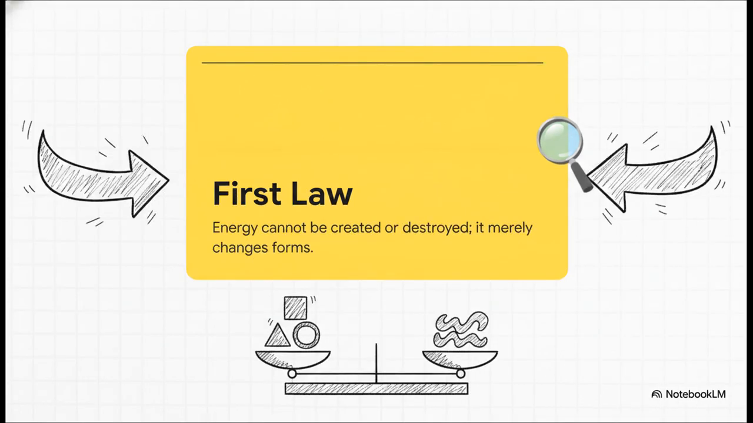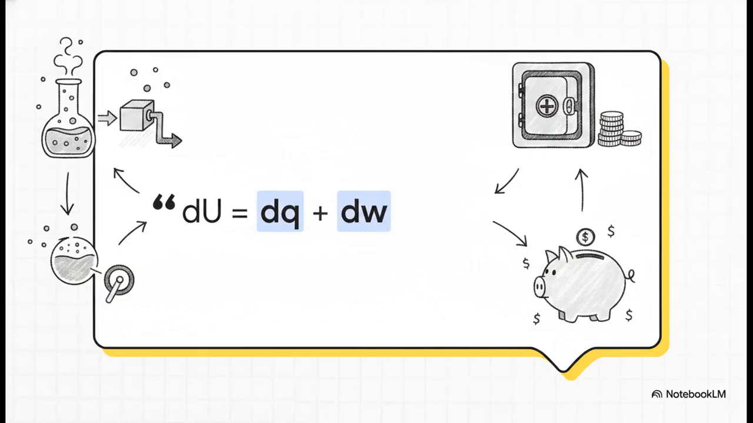Next is the heavy hitter, the first law of thermodynamics. The ultimate cosmic accounting rule. It demands that energy can never be created out of thin air, and it can never be destroyed into nothingness. The universe's energy ledger is always perfectly balanced. If energy vanishes from your system, an exact, perfectly equivalent amount has to manifest in the surroundings. No exceptions.